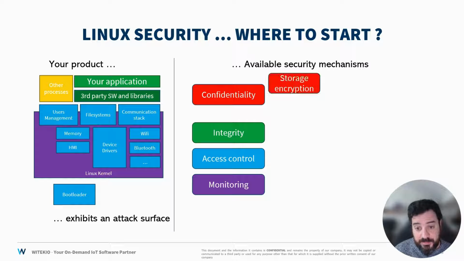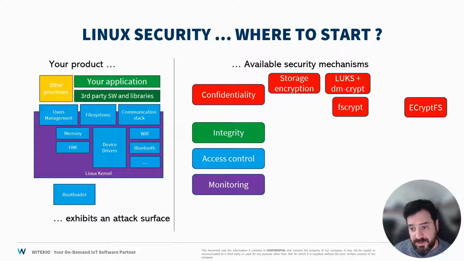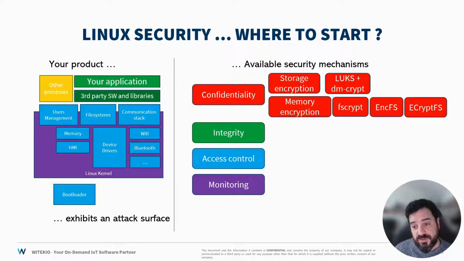In terms of confidentiality, for instance, we may look at what we have in terms of encryption of data at rest, so storage encryption. For instance, you may use LUKS and dm-crypt in order to encrypt a block device. You've got an alternative with fscrypt. You may also use eCryptfs at the file system level. You may use software like EncFS. In terms of memory encryption, if we look at encrypting the random access memory, usually you will have vendor-specific pieces of software.